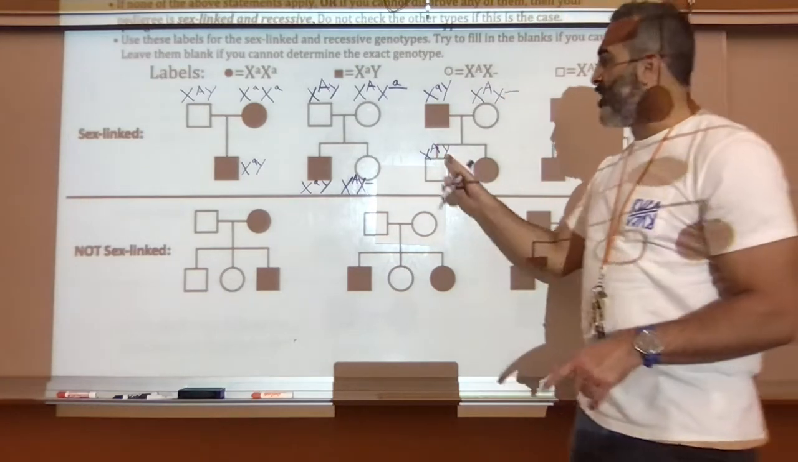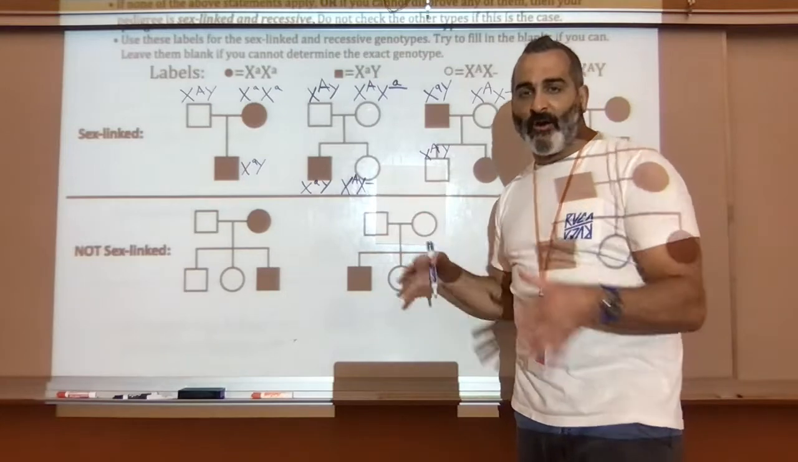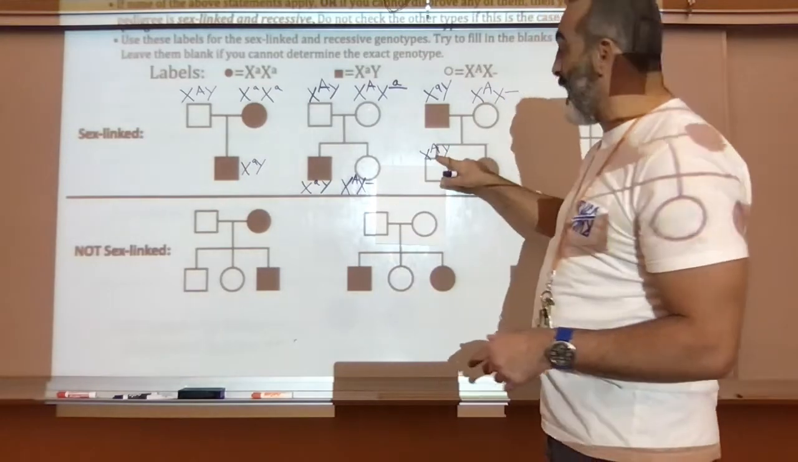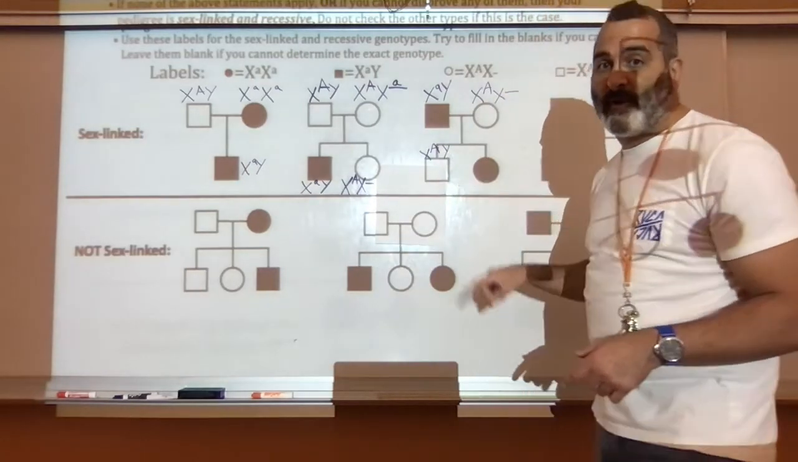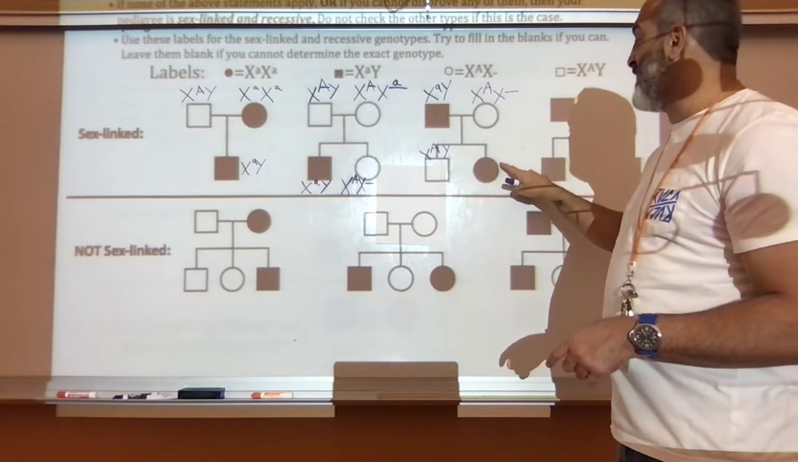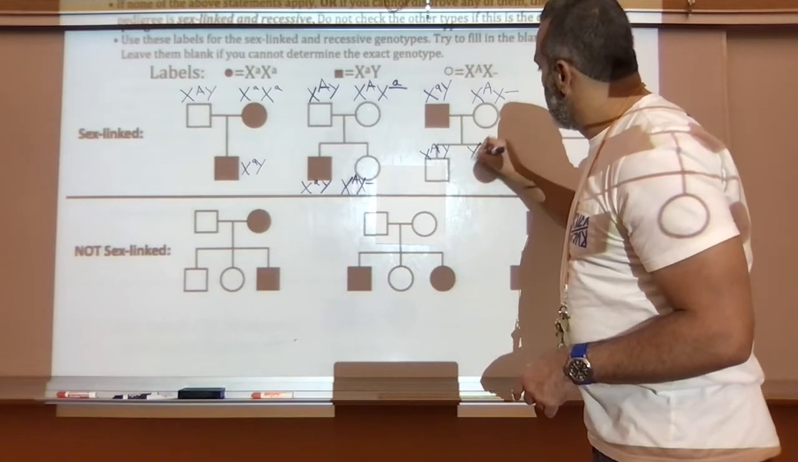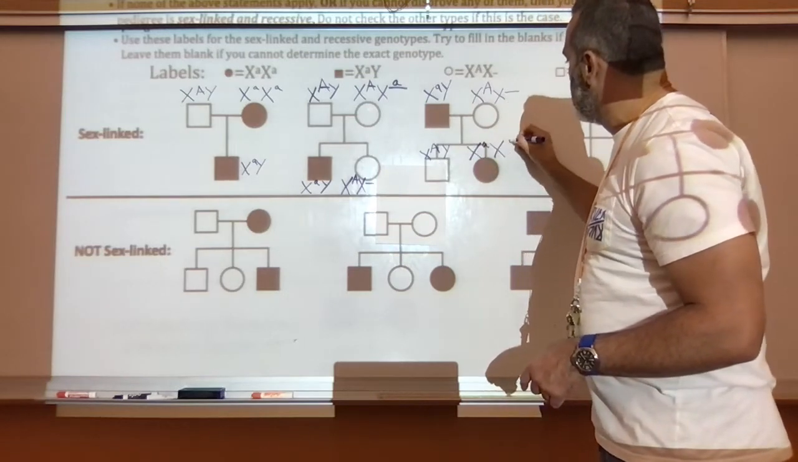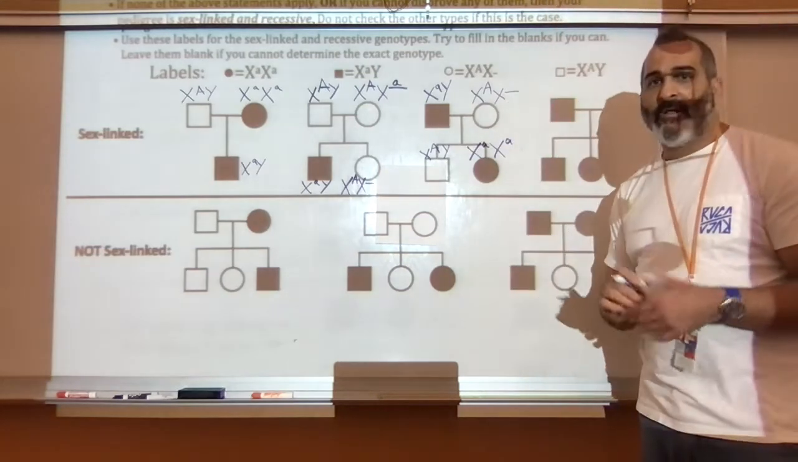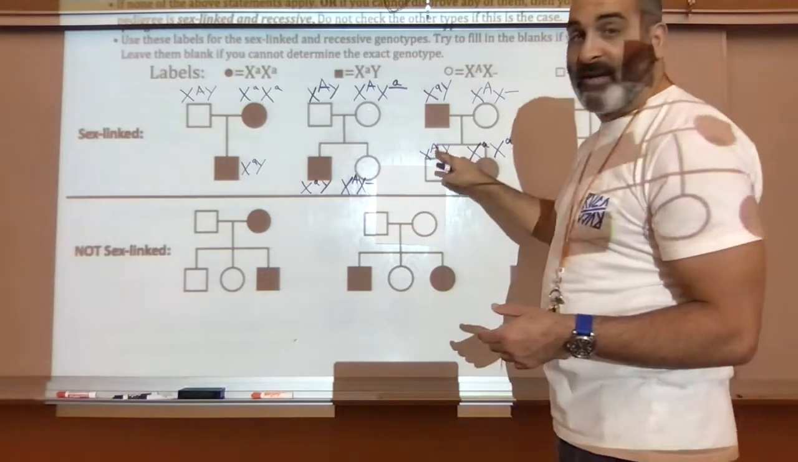Okay. And by the way, I'm sorry if it's hard to see. There's a glare in this area. This is X, capital A, Y, in case you're wondering. And over here, a female that has it is X, small a, X, small a. All right. So now, this is a capital A in case it's hard to see.